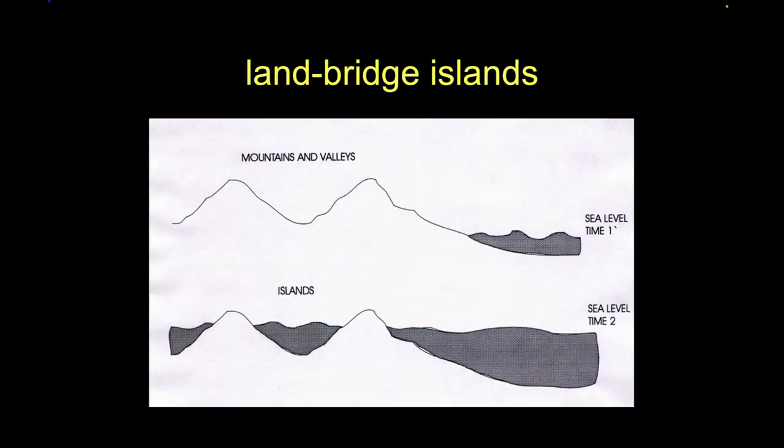In contrast, a land bridge island was something that was originally physically attached to the mothership. So in our case, it was originally attached to a continent, let's say.